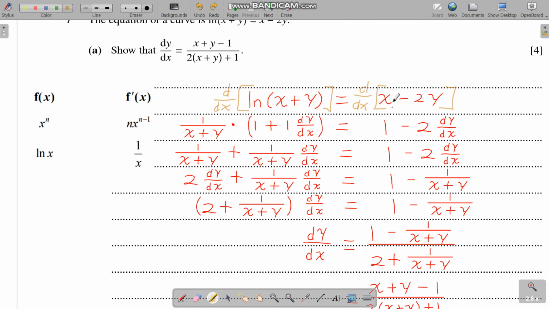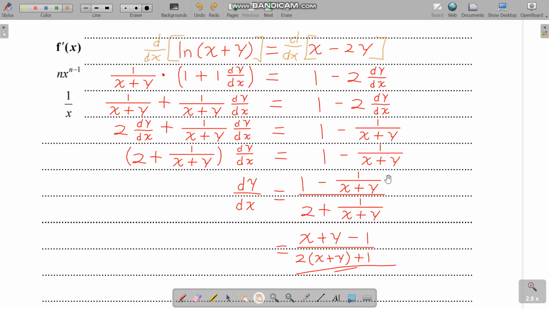Okay, so for the right hand side, the derivative of x is 1 again. The derivative of minus 2y is just minus 2 times dy/dx because, again, different letters. Now we rearrange the algebra here. We can open up the brackets, 1 times this. So that's what we get, and then we move everything with dy/dx to the left.